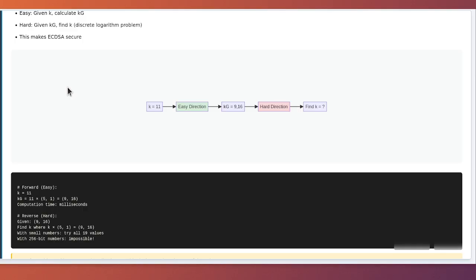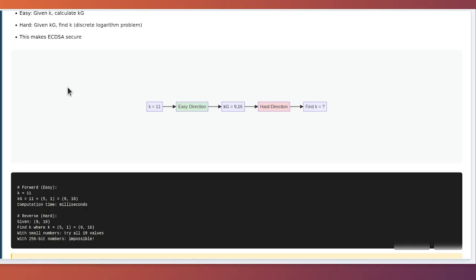With our small numbers, you could solve this by trying all possibilities. Since n equals 19, you would try k equals 1, then k equals 2, and so on, multiplying G each time until you find the one that gives point P, with only 19 possibilities. This is fast. But in real cryptography, using 256-bit numbers, there are 2 to the power of 256 possible values of k. That is more than the number of atoms in the observable universe. Even if every computer on Earth worked together for billions of years, they could not try all possibilities.